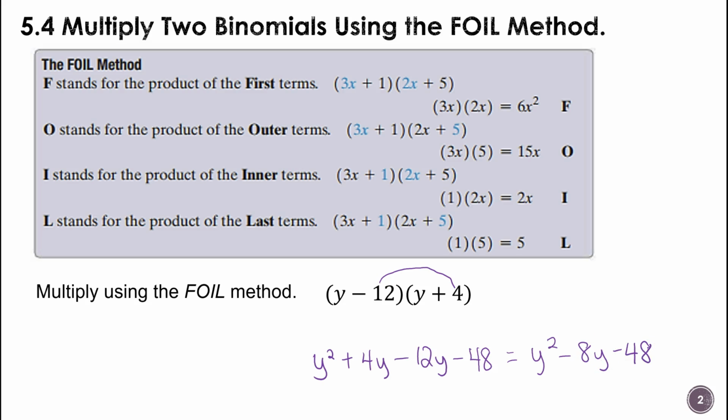So you see that's the very same order that I taught you with distributive property, right? Distribute the y to the y and the 4, distribute negative 12 to the y and the 4, and you end up with the very same thing.